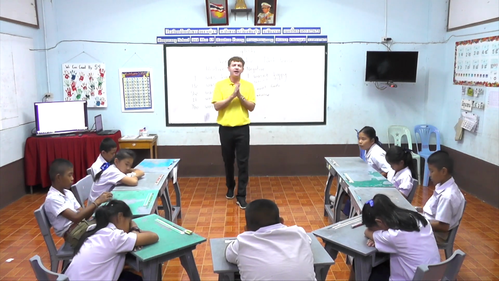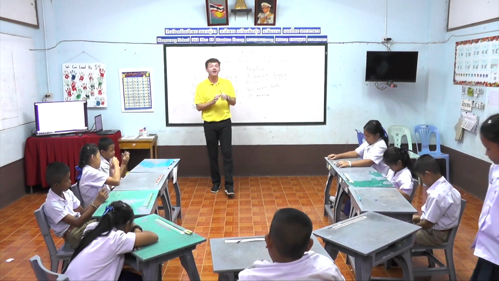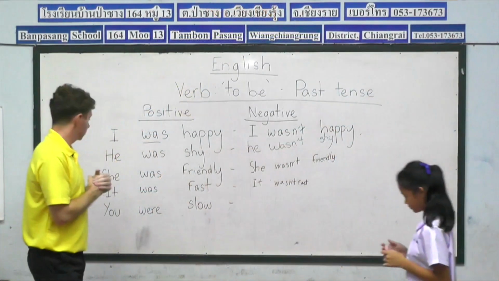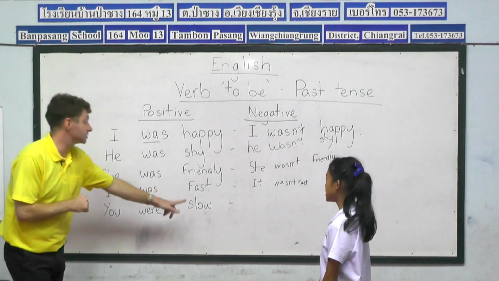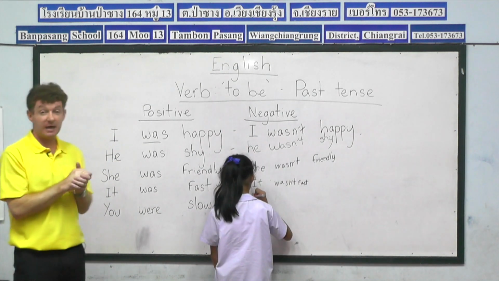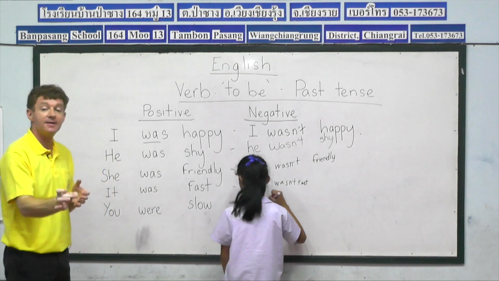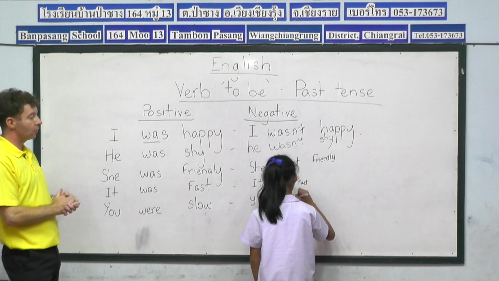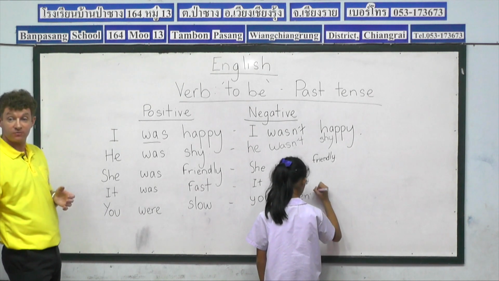Let's open our eyes, guys. Dan, can you come and demonstrate for us how we turn you were slow into the negative form? So one more time, guys. You were slow. And how do we turn that negative, Dan? It's the same, even though it's a different word, it's the same rule. N apostrophe T. You were, and then N apostrophe T.